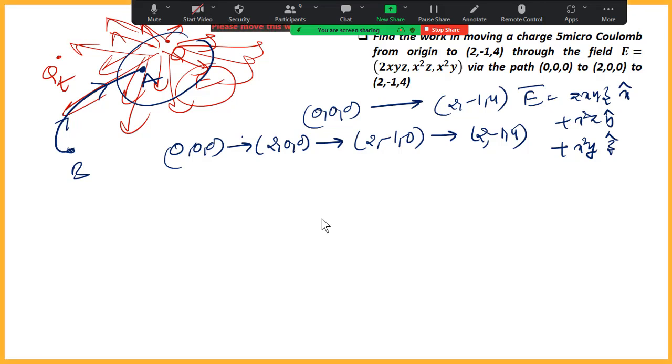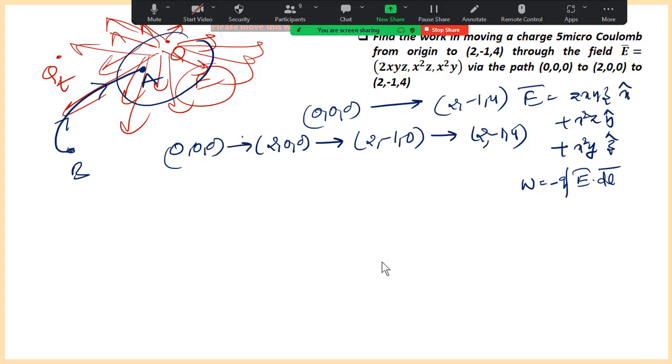Okay, we are moving that particular charge. So in this particular movement, how much work was done, that is what we have to calculate. For that purpose, what is the equation we have to take? Already we know W is equal to minus integral Q E bar dot dl bar. Which charge are we moving? 5 microcoulomb, and E bar also they have given.